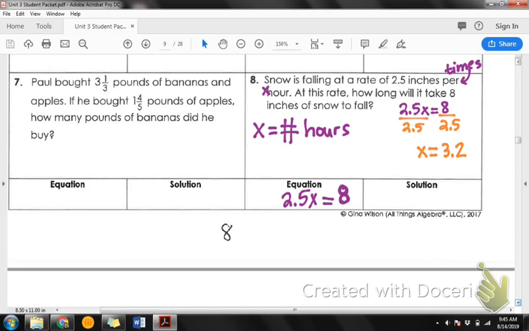3.2 what? What is X standing for? 3.2 inches or 3.2 hours? Hours. So we would say X equals 3.2 hours. Is 0.2 of an hour half an hour? No, it's 12 minutes.